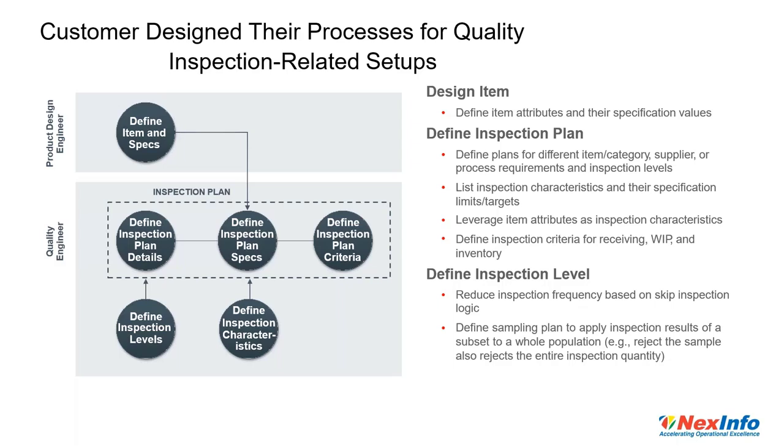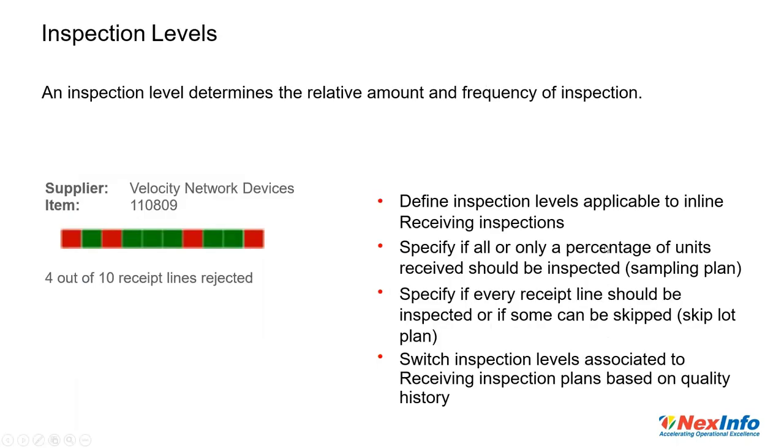So for example, rejecting the sample also rejects the entire inspection quantity. If you reject the sample, the entire shipment is rejected. So what's the inspection level? We define inspection levels applicable to inline receiving operations. Specify if all or a percentage of units received should be inspected. Specify if every receipt line should be inspected or some can be skipped, which is called a skip lot. And then also switch inspection levels associated to the receiving inspection plan based on the quality history.